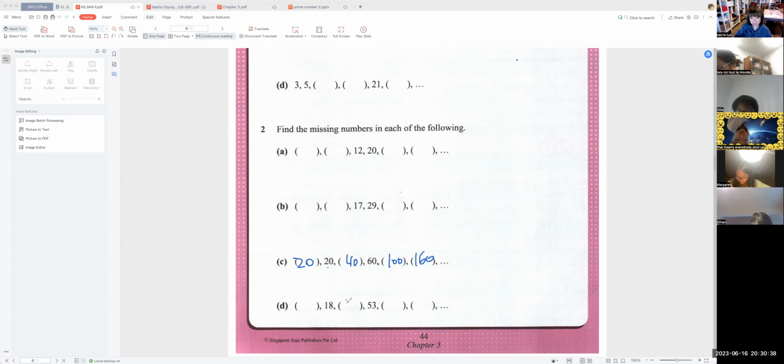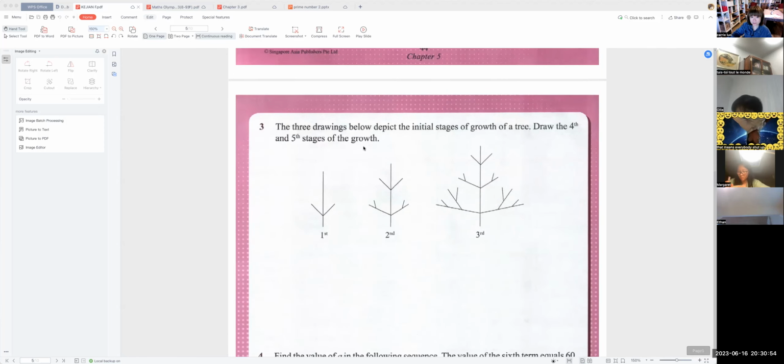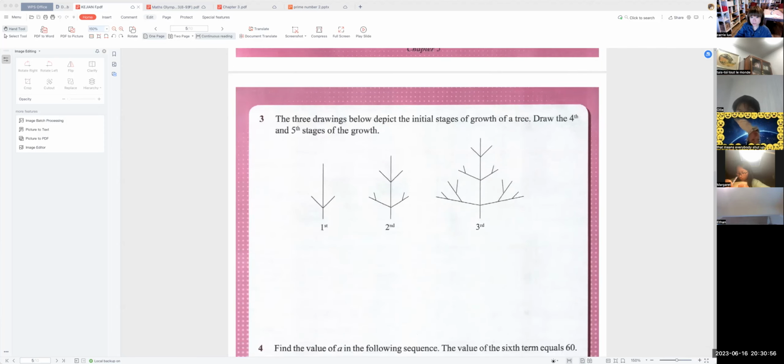53 minus 18 equals 35. And this is 17. And this one is 88 and 141. So that's it. Now we're going to move forward to the next question. The tree drawings below depict the initial stages of the growth of a tree. Draw the fourth and fifth stage of the growth.